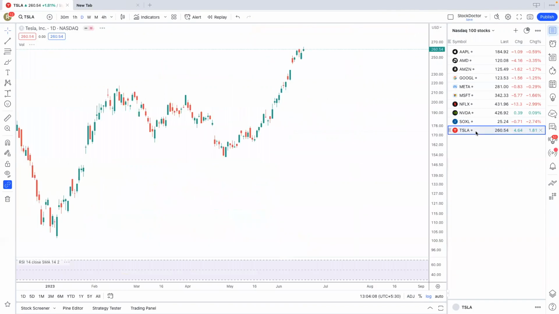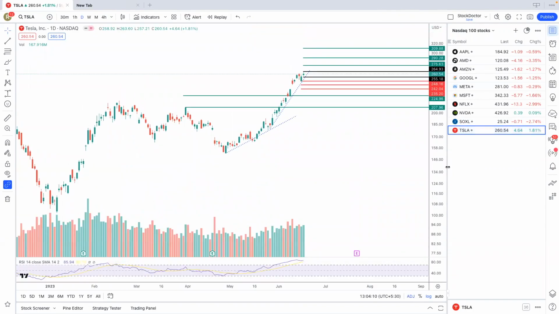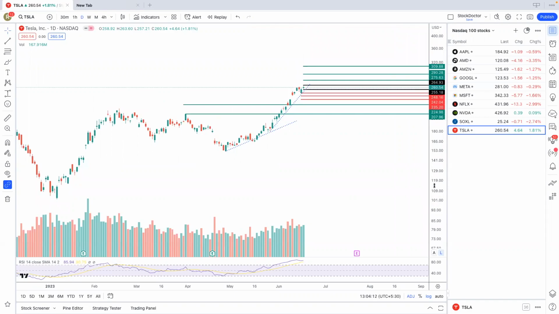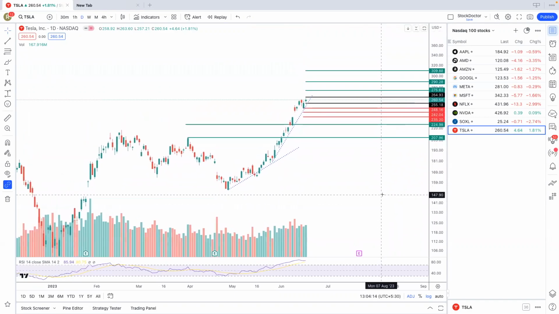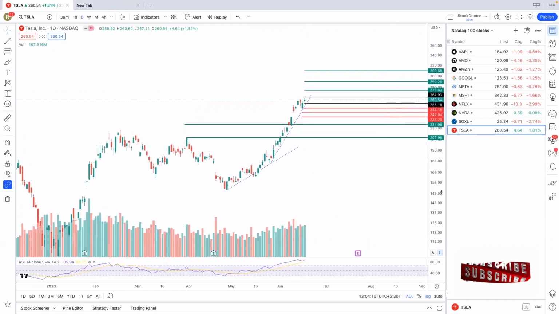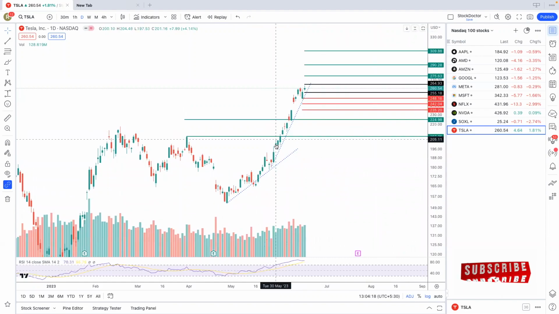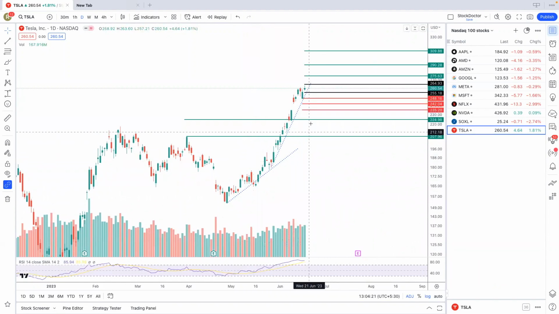The next, and last, stock from the Nasdaq 100 is Tesla. You can see one side it has given an upside, right? One side it has given an upside from this. First, the trend line was like this, and then the trend line got changed.